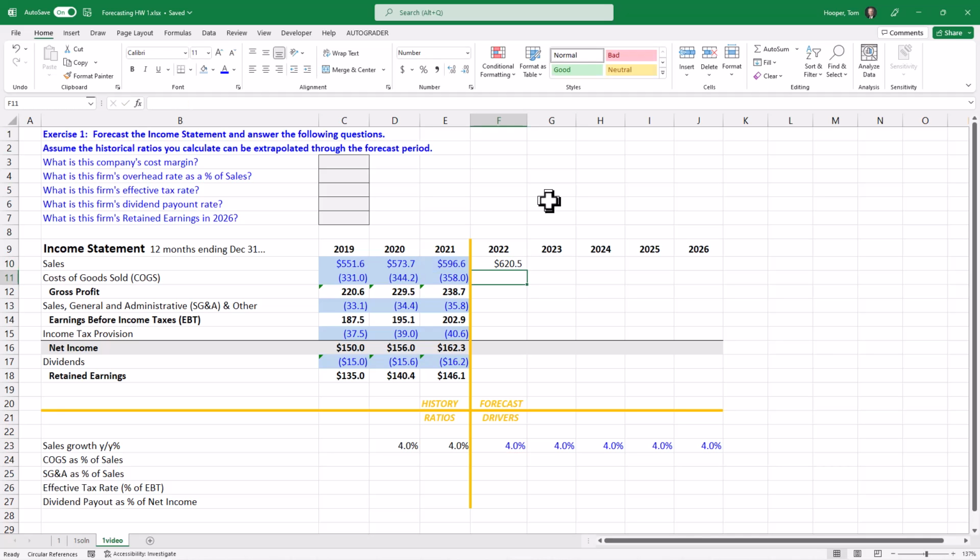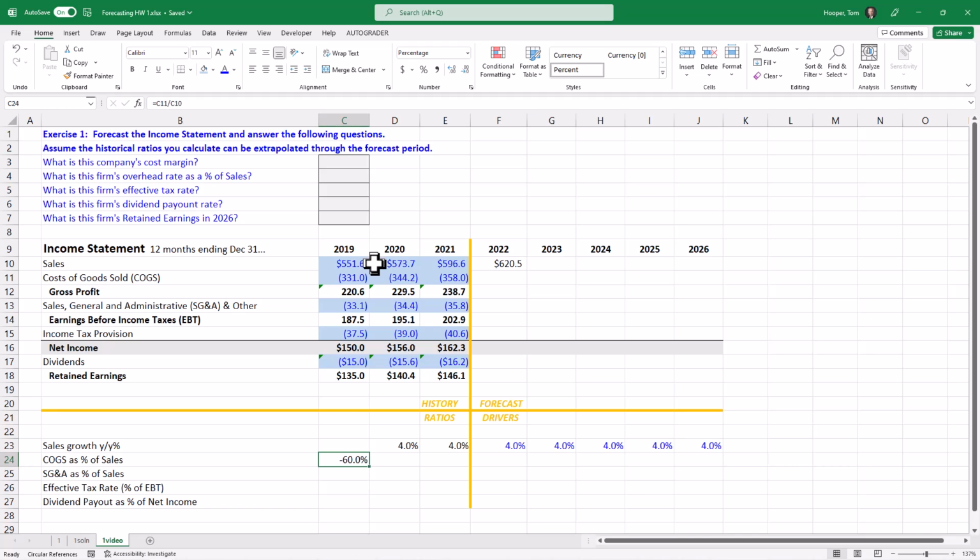So let's do this again. Let's look at cost of goods sold as a percent of sales. Cost margin, some people call that. So if I just want to take the COGS from this first year divided by the sales from this first year, 331 is 60% of 551.